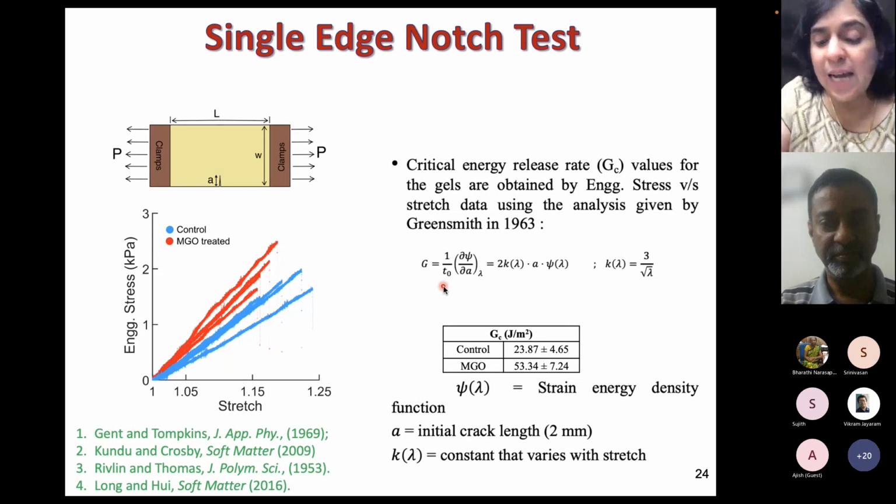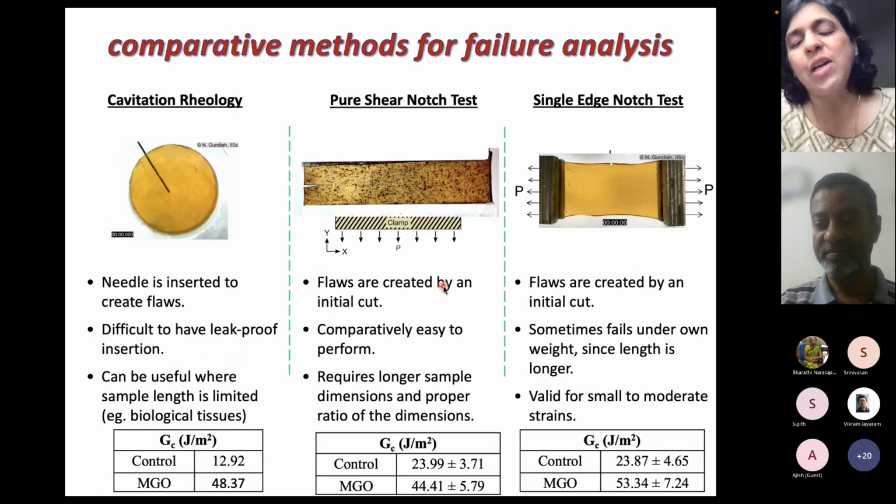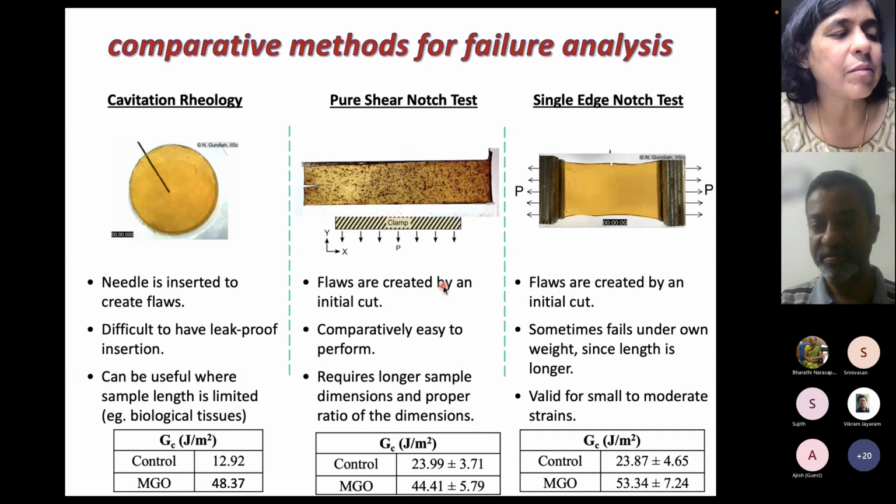So these are standard tests, like what I summarized. Either it's the single edge notch test or the pure shear notch test, where again we have slightly different relationships for how you write the GC, and that's how we can experimentally quantify the GC using these data. I hope I've answered your question.